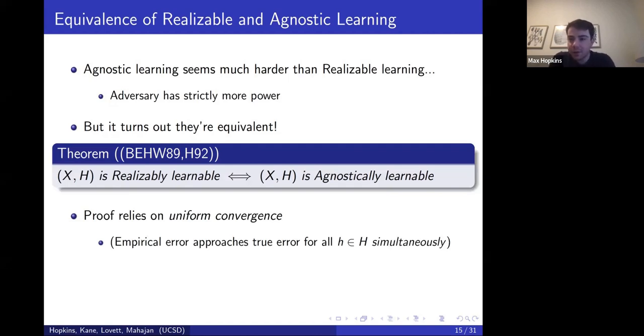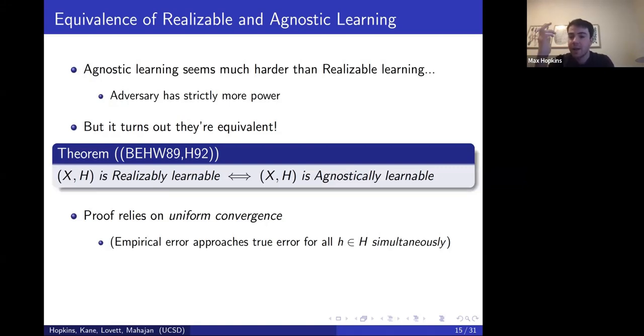Well, it relies on something called uniform convergence. And uniform convergence is the idea that if you draw a big enough labeled sample from the adversary's distribution, the empirical error on that sample should give a good approximation for the true error of all the functions in H simultaneously. Now, this is for a single fixed hypothesis. This should be kind of obviously true, right? If you take a single hypothesis and you want to estimate its error, if you draw enough samples, this is just like the fact that the sample mean converges to the true mean, right? This is like a Chernoff bound or something like this.